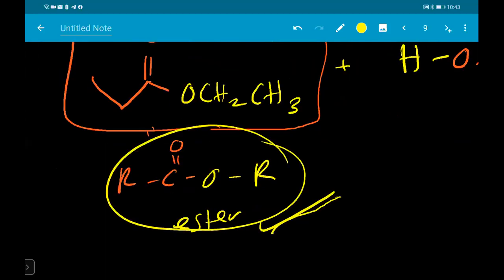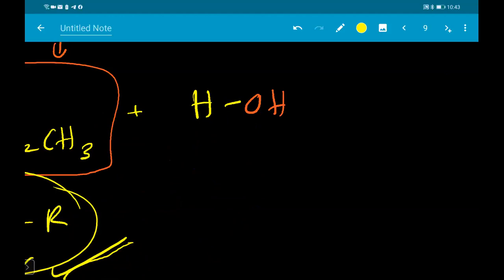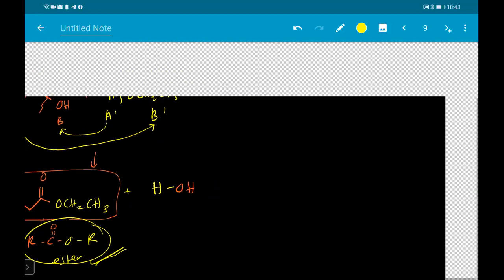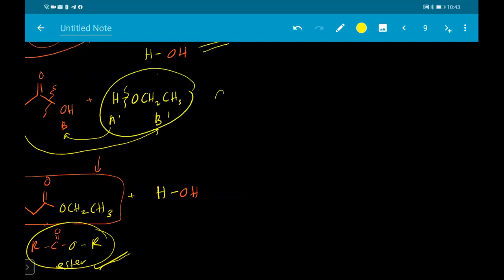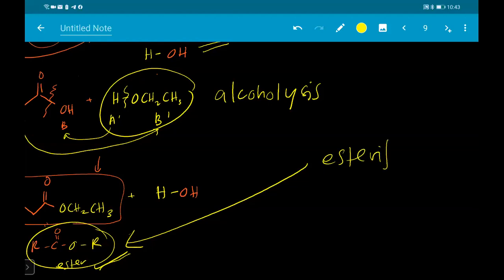Kalau menghasilkan ester ataupun melibatkan apa tu? Ataupun melibatkan mana ni? Alkohol. Kita akan panggil alkoholisis. Ataupun the same thing, we can name it as esterification. Tadi ada, we have ammonolysis, alcoholysis or esterification. Guys, this ammonolysis, alcoholysis, esterification.